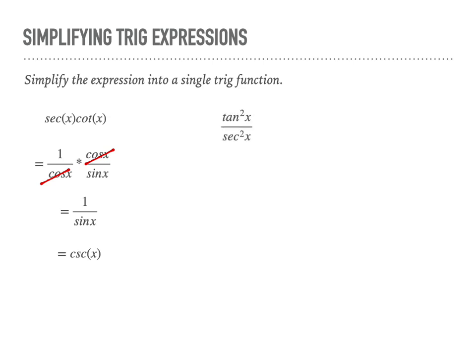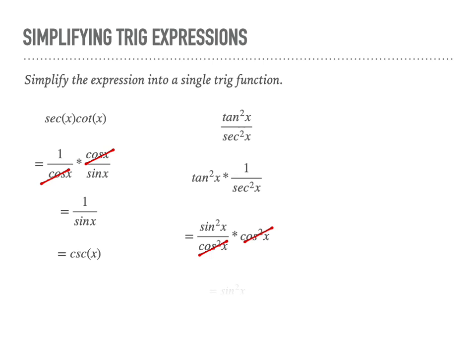Now let's look at the second example. We have tangent squared x over secant squared x. Let's try and rewrite this so it's easier to understand. So we're just going to split this apart, such as tangent squared x times 1 over secant squared x. Now we can rewrite tangent squared x as sine squared x over cosine squared x, and we can rewrite 1 over secant squared x as cosine squared x. And we can cancel out the cosine squared x's, and that leaves us with just sine squared x.